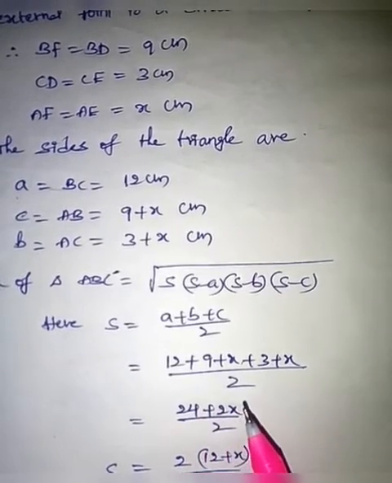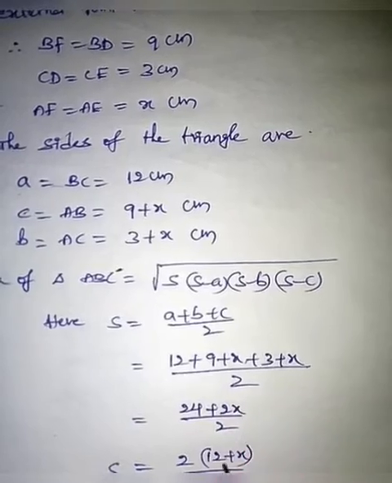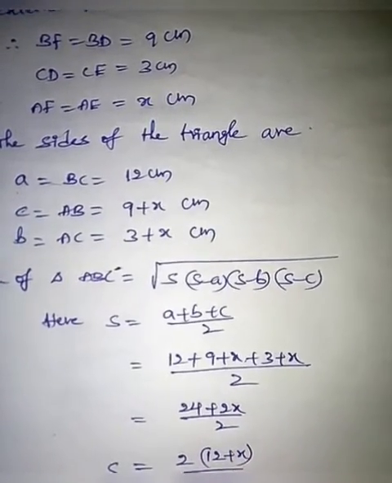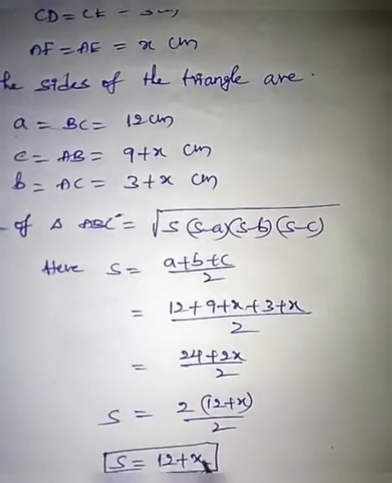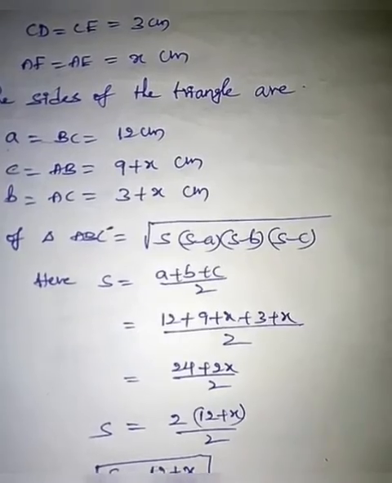If you take 2 common from the terms 24 and 2x, it will be s equal to 2 into (12 plus x) by 2. Here 2 gets cancelled, so the remaining value is s equal to 12 plus x.